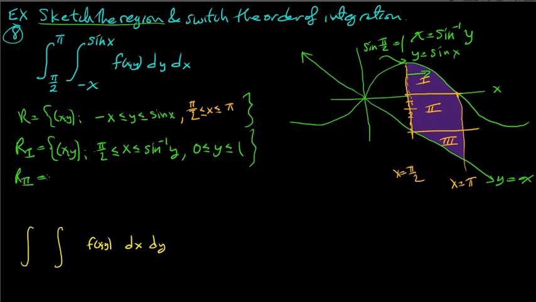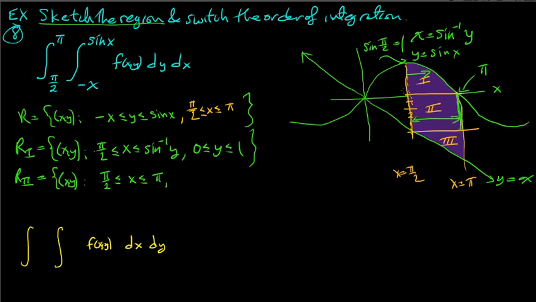What about the second region? Well, the second region just looks like a square. So that should be pretty easy. X just goes from pi over 2 to pi. Again, this is pi right here, so that's where we end. So again, we're going left to right.